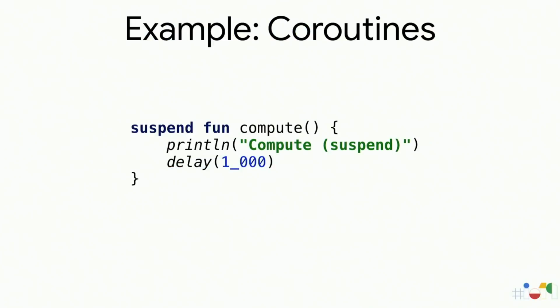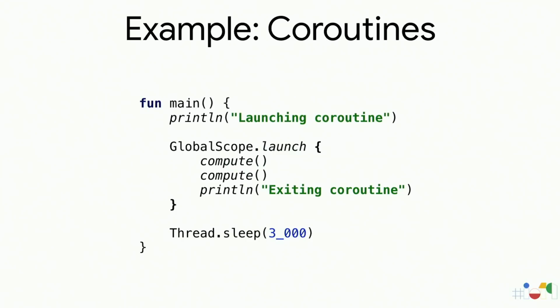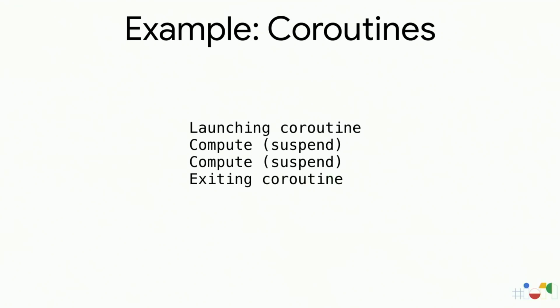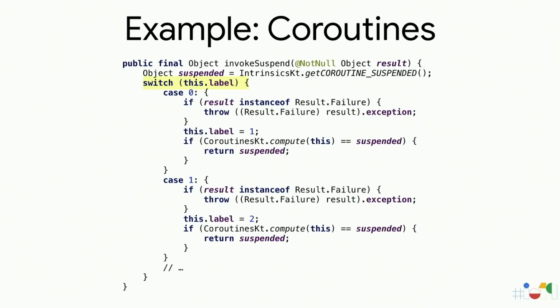And here I call a function called delay. We're simulating heavy work. Then I launch a coroutine, so we print that I'm launching a coroutine. Then I call launch. I call my suspend function twice, so compute and compute. And finally, I print exiting coroutine. So if we run this program, we're going to see the following output. We're launching the coroutine. We're computing, that's our suspend function. We're computing again, that's our suspend function, we exit.